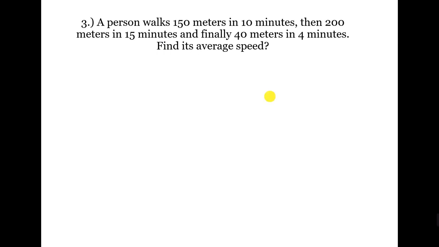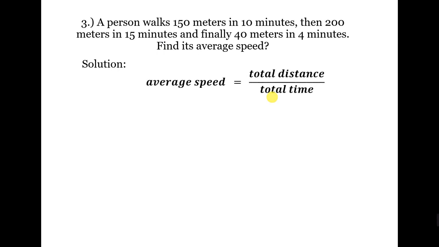Example number 3. A person walks 150 meters in 10 minutes, then 200 meters in 15 minutes, and finally 40 meters in 4 minutes. Now find its average speed. How do we solve for the average speed? Let us proceed to the solution. The formula for average speed is equal to the total distance over total time.